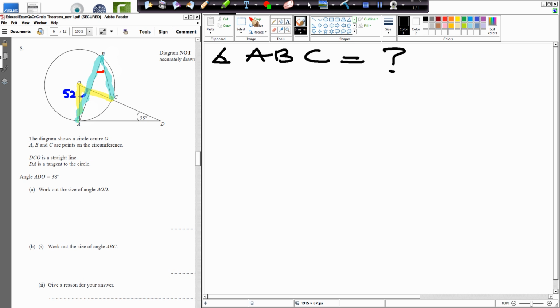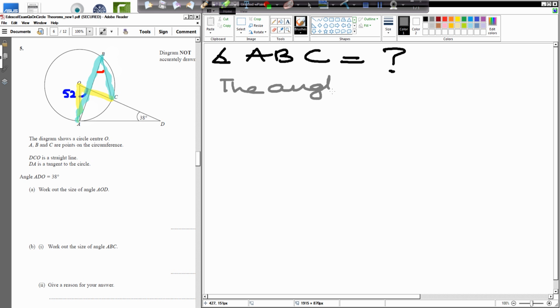So we are now going to make another statement. Okay, so we are going to now say, the angle subtended at the center.